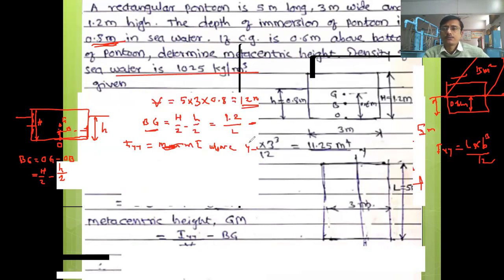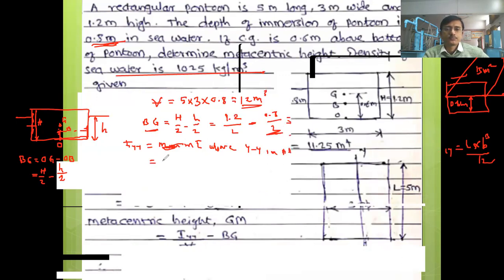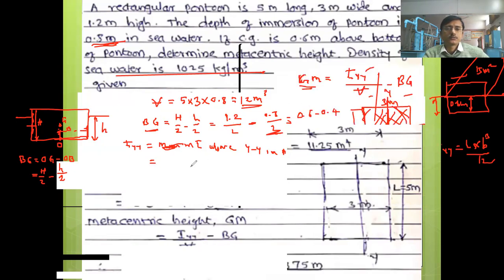So use this formula and find out the value of IYY. What is the L? L is 5 meter. So 5 multiplied by B is 3, 3 cubed, divided by 12 is equal to, what is the value? 5 into 3 cube divided by 12. How much has it come? 11.25, unit meter to the 4. Okay. This is the value of IYY.